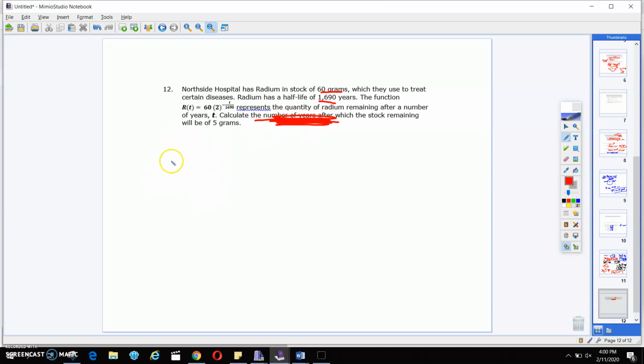And so what I'm going to do is I'm going to set this equal to 5 because it wants me to find it at 5 grams. So I'm going to plug this in.